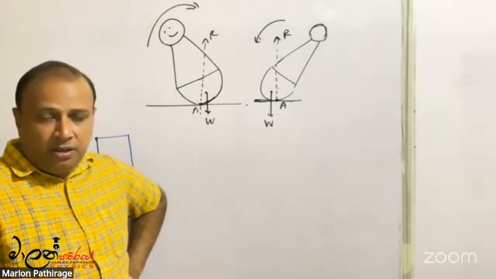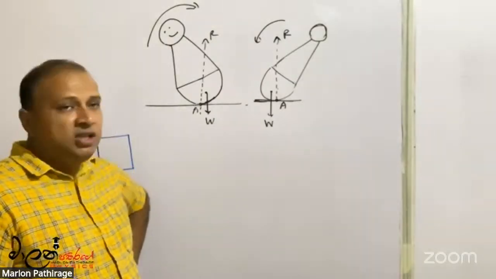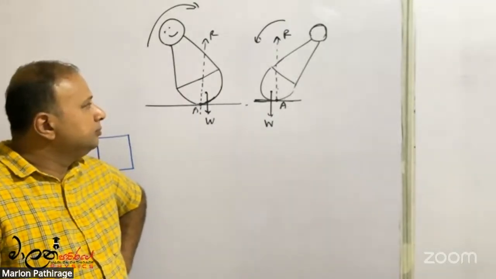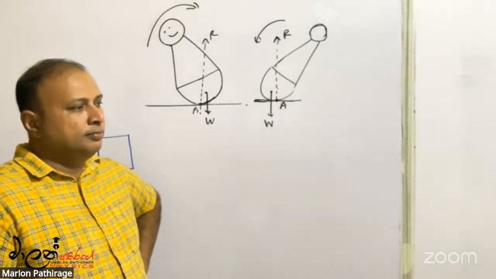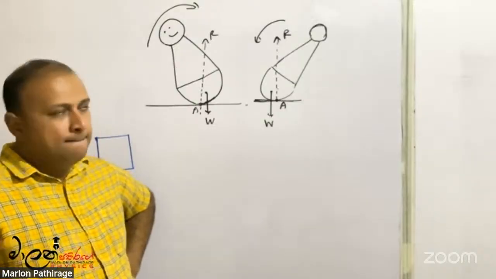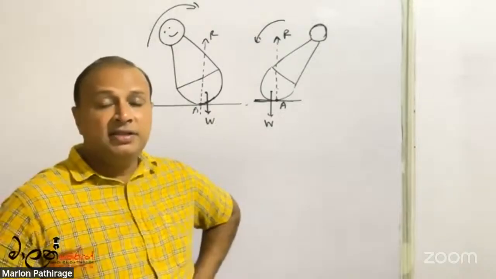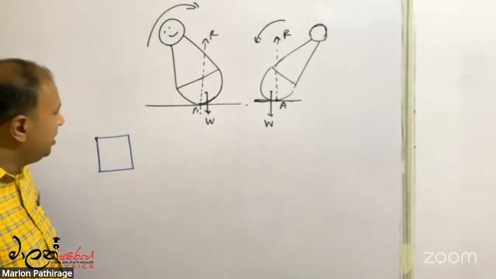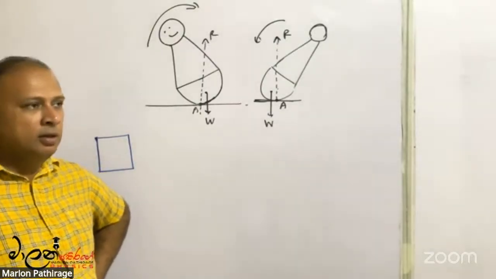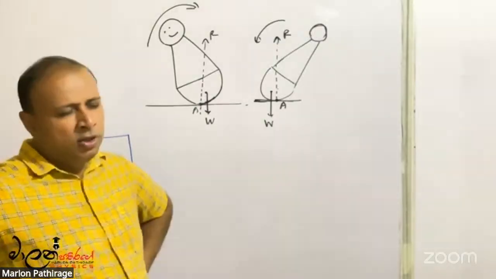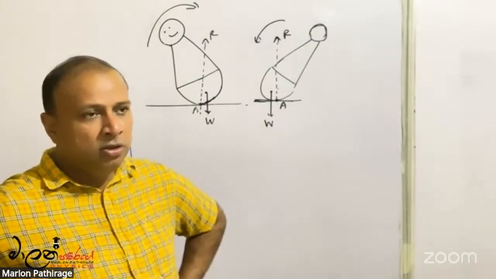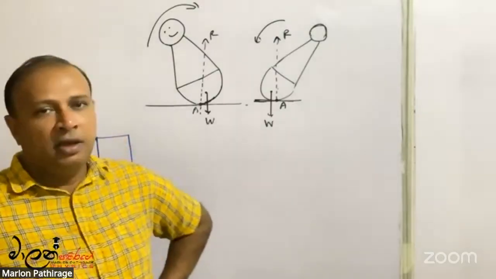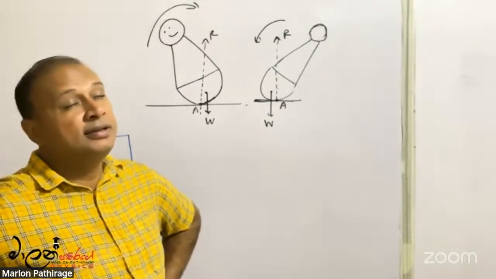If the object is in stable equilibrium condition, R and W cannot be on the same vertical line.